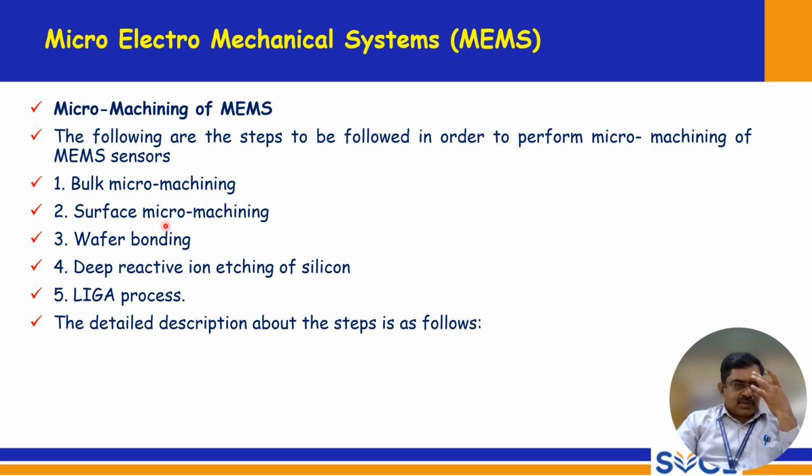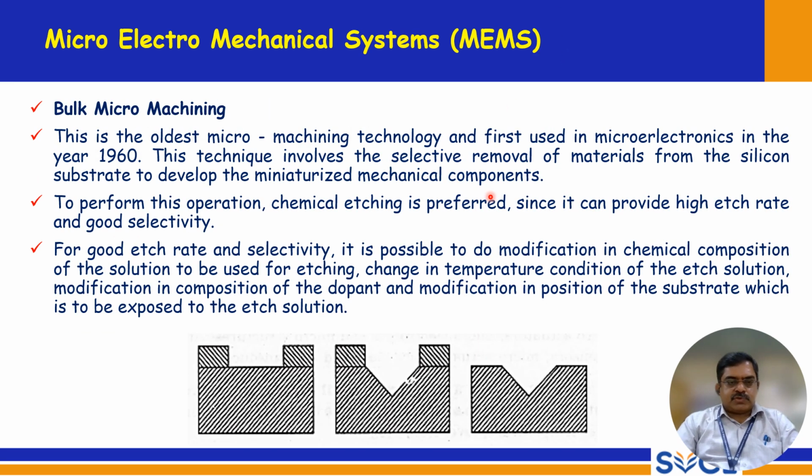So here is the micro machining of MEMS. The following are the steps to be followed in order to perform micro machining of MEMS sensors: bulk micro machining, surface micro machining, wafer bonding, deep reactive ion etching of silicon, and the LIGA process. All this we are going to see in detail in the coming slides. So the first one is bulk micro machining.